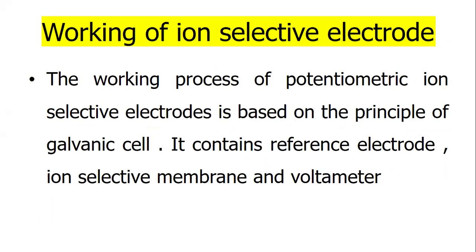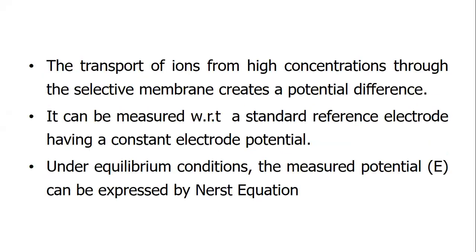Working of ion selective electrodes: the working process of potentiometric ion selective electrodes is based on the principle of the galvanic cell. It contains reference electrodes, ion selective membranes, and a voltmeter. The transport of ions from the high concentration side through the selective membrane creates a potential difference. It can be measured with respect to a standard reference electrode having a constant electrode potential.